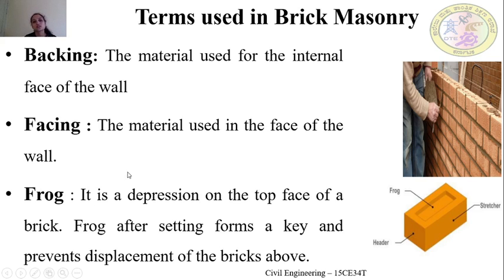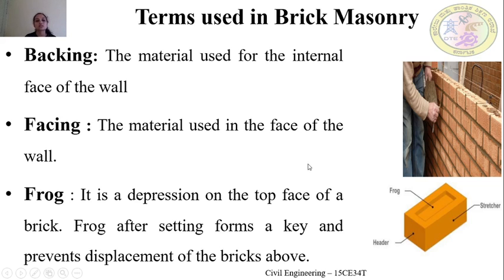The next term is the backing. Again we'll take the same picture as an example. Just imagine this is the external face and this side is the internal face. Facing means whatever material is used for the face of the wall is called the facing. Whatever material is used for the internal face of the wall is called backing.